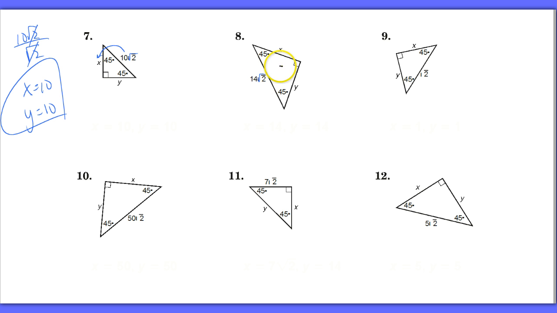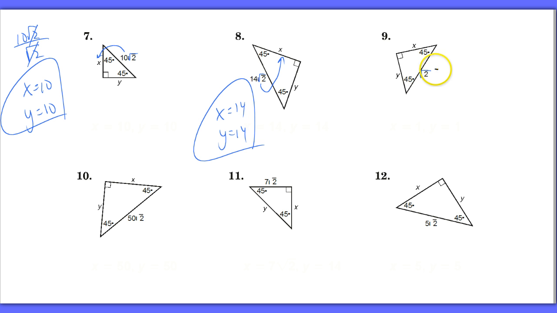Number 8 is a similar kind of problem. Think about the questions that need to be asked in order to solve the problem. My first question is, what kind of triangle is it? It's a 45-45-90. What does this 14 root 2 stand for? It stands for the hypotenuse. So we're going from hypotenuse to leg, which means we're getting smaller. And so the question is, do we multiply or divide? It's getting smaller, so we divide. Divide that by root 2, and you get x equals 14, y equals 14.